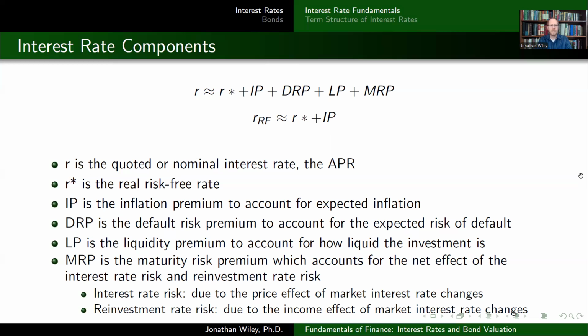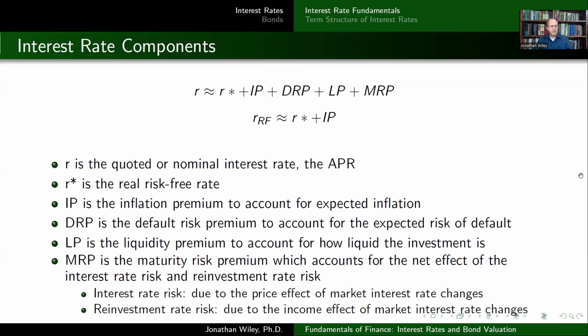If, however, you lent money to a small business that only operates in a certain region of the country, then there isn't nearly as much of a market for that loan. This is going to be harder for you to sell that loan to somebody else if you want to cash out as a lender partway through the year. So that would have a higher liquidity premium.